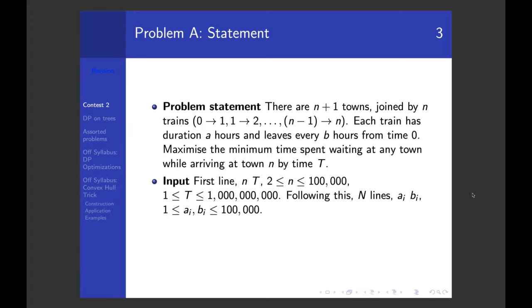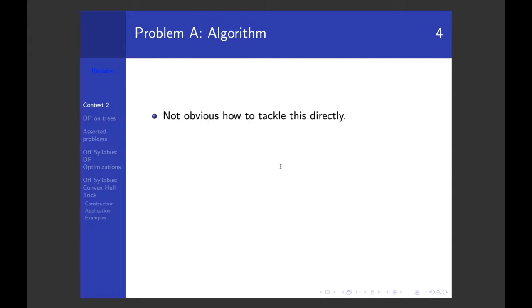So the input format, you're given n, the number of towns, up to 100,000. You're given t, the time you have to get to the end, and then the input. Hopefully you'll remember that from the contest. Output is the most hours you can spend at each town. Okay, so it's not obvious how to immediately tackle it. There's not a simple greedy for tackling the problem on its own.